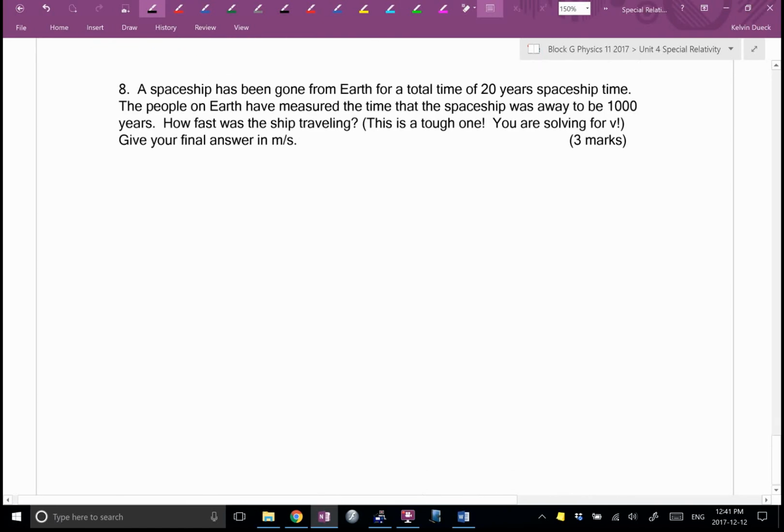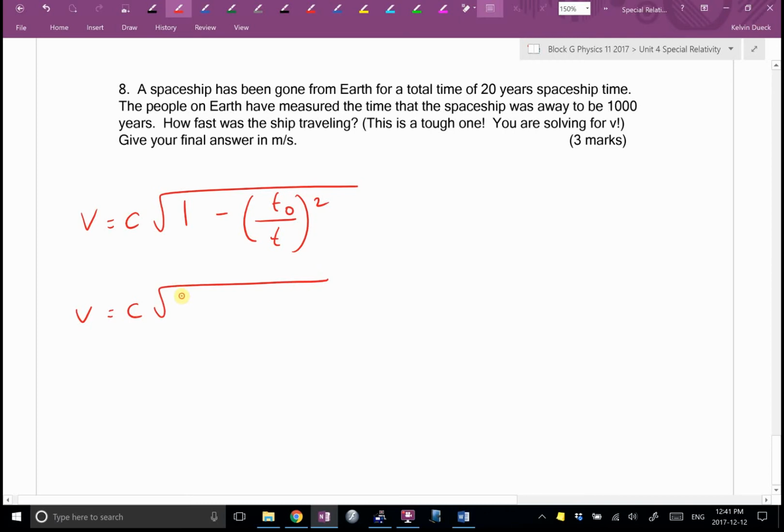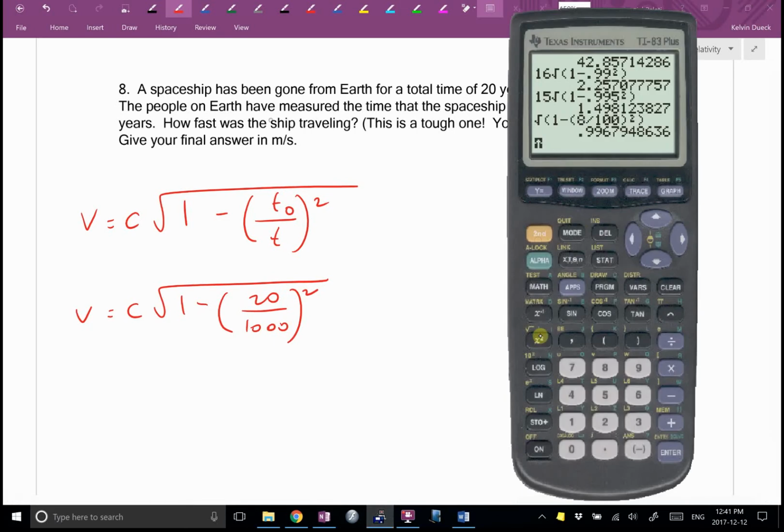Number 8 says, same idea, but this time instead of leaving your answer as a percentage, give it to me in meters per second. Again, the speed that I need to travel is equal to C times the square root of 1 minus T0 over T all squared. The speed is going to be C times the square root of 1 minus (20 over 1,000) all squared.